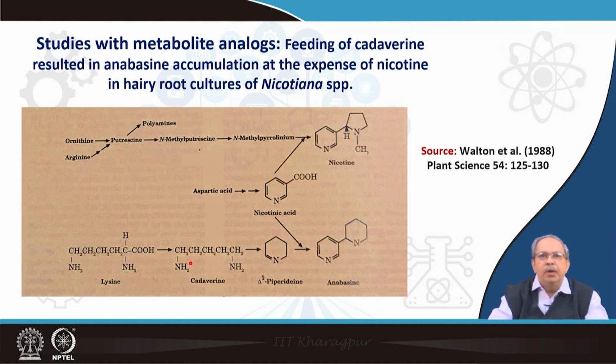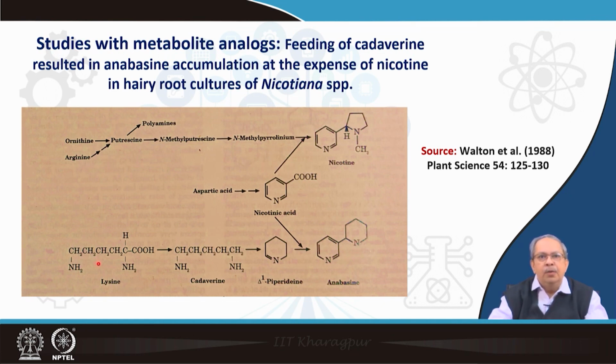Upon feeding of cadaverine, scientists found that it makes anabasine in higher amount, and under that condition the nicotine level was suppressed. Why did it happen? One reason is that because of cadaverine feeding it blocks here, so the nicotinic acid produced from aspartic acid is not being utilized for nicotine, rather it channelizes in this way, and as cadaverine is fed, it makes piperidine, and these two join and make anabasine. That is what is called the studies with metabolic analog, and that can sometimes give new insight into the metabolic pathway.